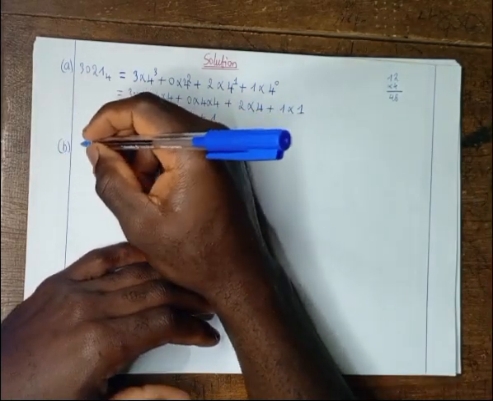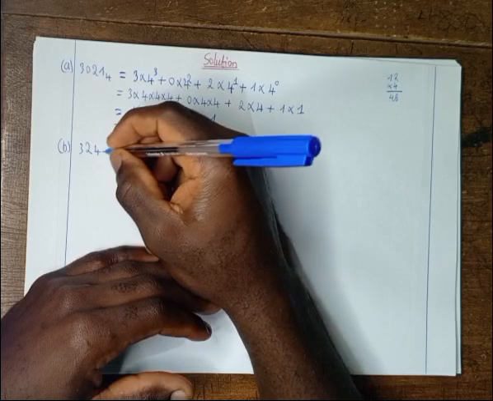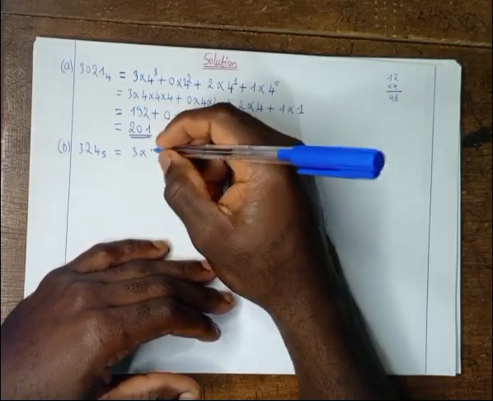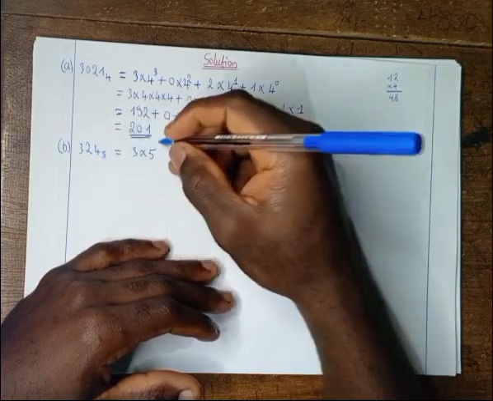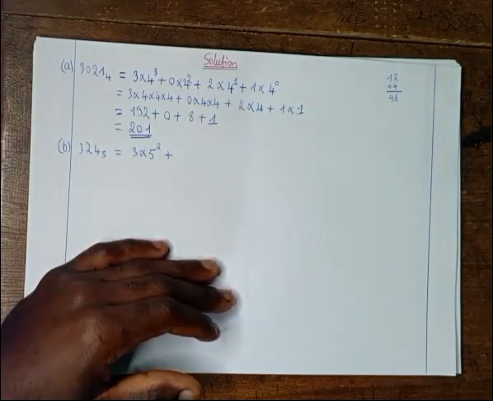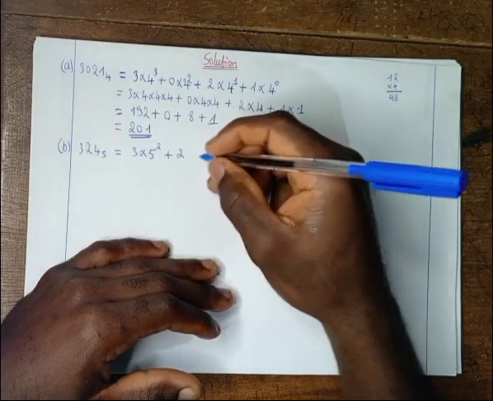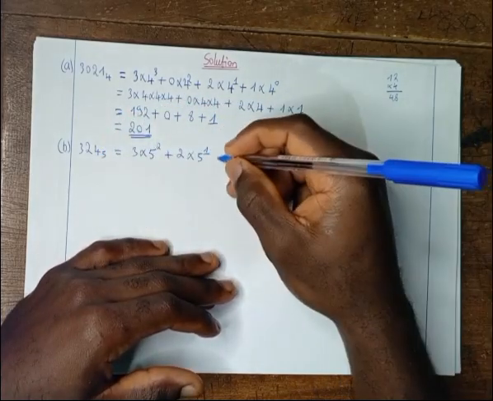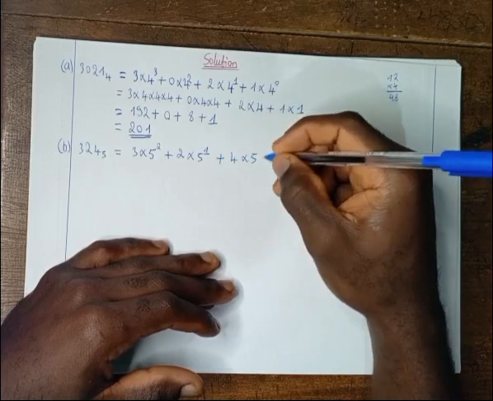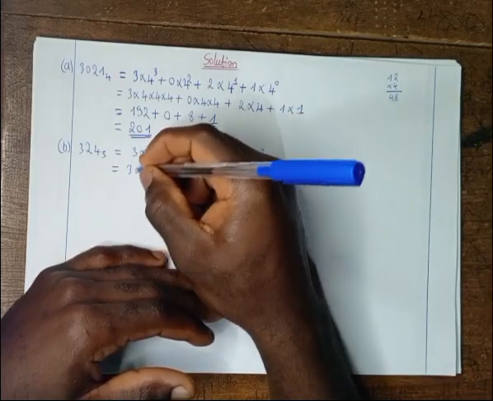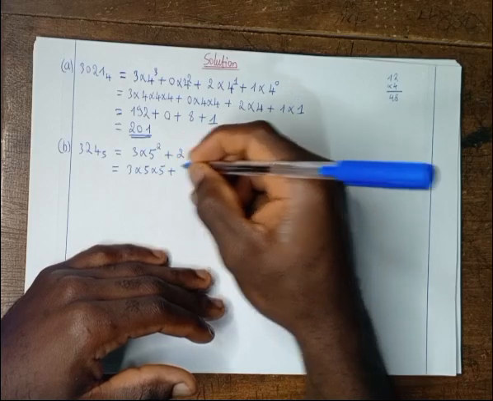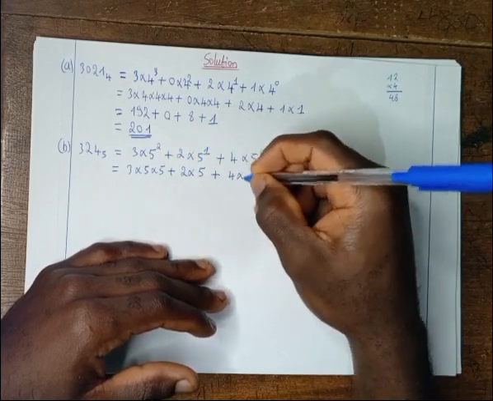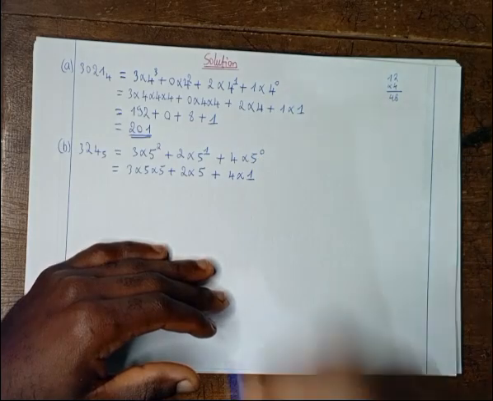For B, we have the number 324 in base 5. This will give us 3 times 5 raised to the power 2, plus the next we have 2. The next is 2 times 5 raised to the power 1, plus 4 times 5 raised to the power 0. This will give us 3 times 5 times 5 plus 2 times 5 raised to the power 1, which is simply 5, plus 4 times 5 raised to the power 0, which is 1.